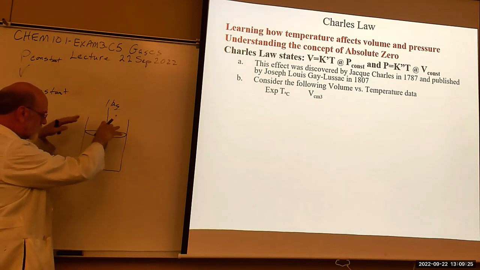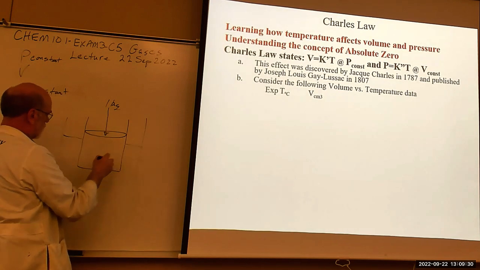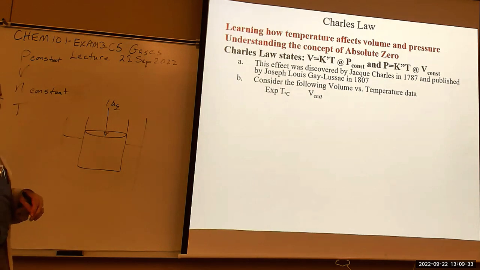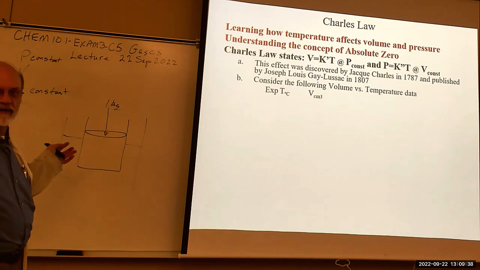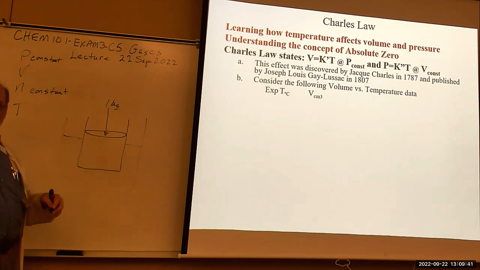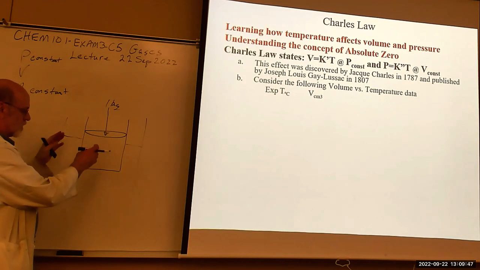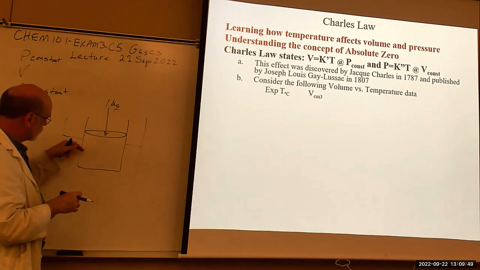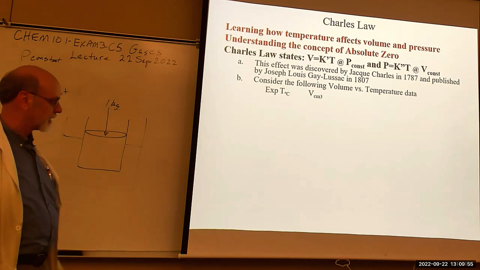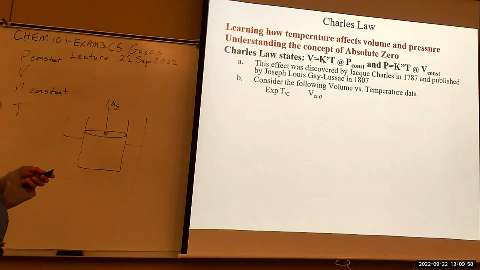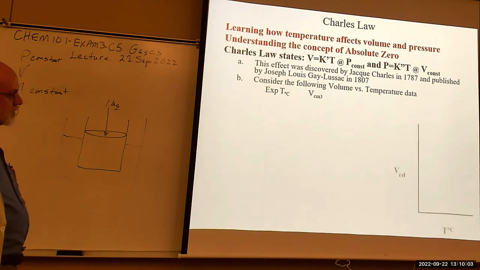So this volume can vary, and then we can submerge it in something, ice water or salted ice, if you can make ice cream, and change the temperature. And let the volume vary, and you can measure that volume because you have a uniform diameter cylinder, and all you have to do is know the height, and then you multiply it by the area, and you get your volume. Okay, so Charles did that, and Gay-Lussac, I'm sure, repeated the process for his experiments.